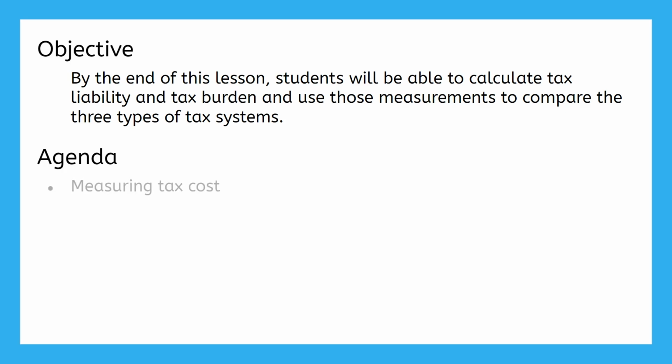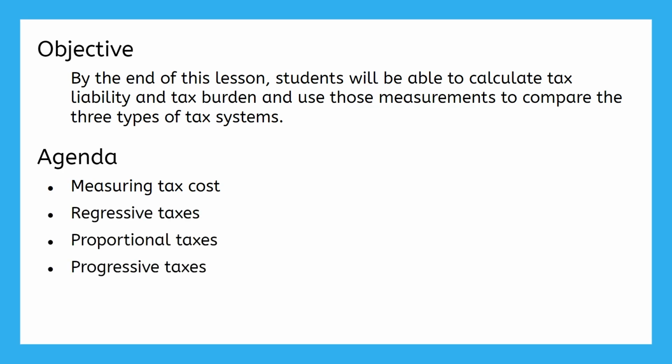To reach that goal, first we'll have to learn the two ways that the cost of taxes can be measured. Then we can use those measures to compare the three types of tax systems: regressive taxes, proportional taxes, and progressive taxes.